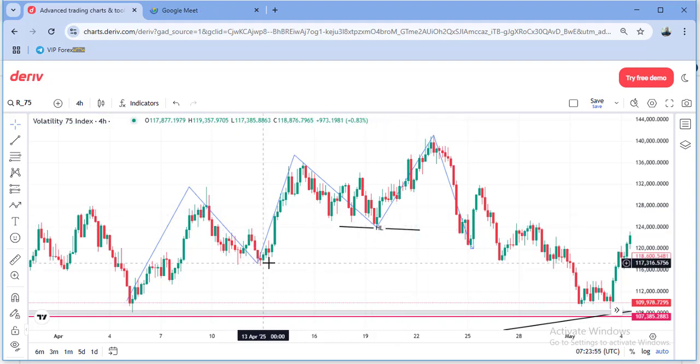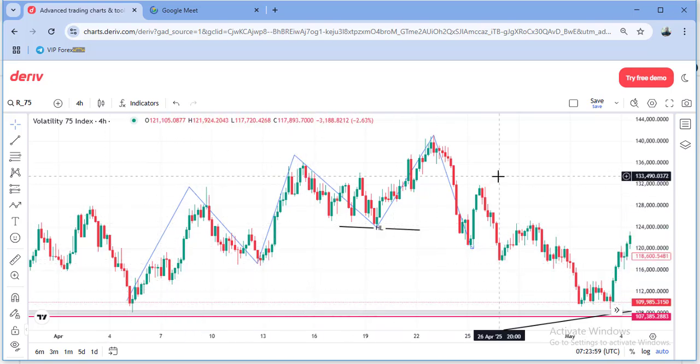I can see that we had higher lows here, but price never at one point came back to break this higher low. Guys, follow attentively, guys. I'm teaching you guys how to analyze the markets like a pro.